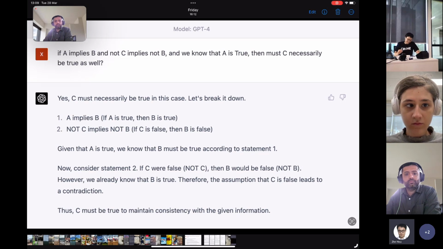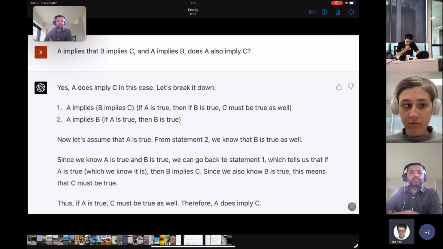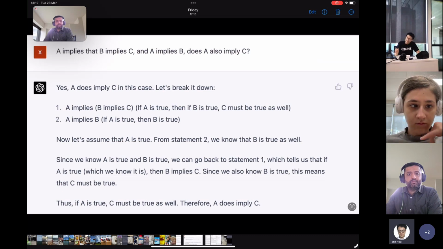So I went to the book. I picked some more formulae for GPT-4 to reason about. Here's another example. I say A implies that B implies C, and A also implies B. And the question is, does A imply C?